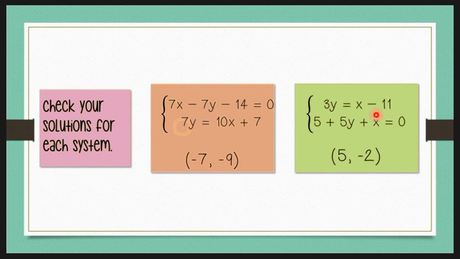On the next system, you should have moved the x term to the left side of the equal sign, and you should have moved then the 5 to the right side of the equal sign, and you may have had to rearrange the order of those x and y terms depending on how you worked that out, but your solution to that system should have been 5, negative 2.